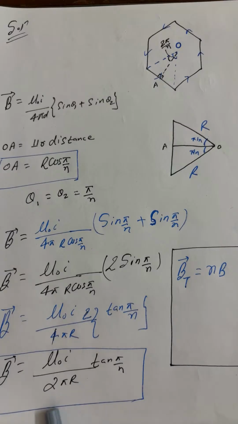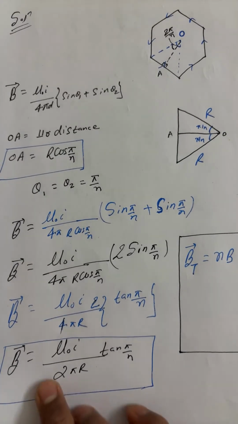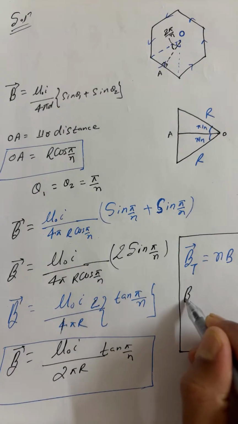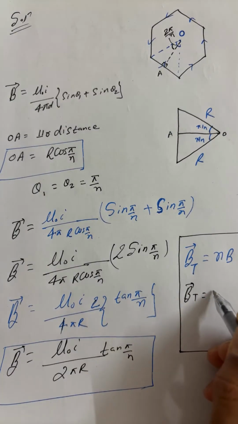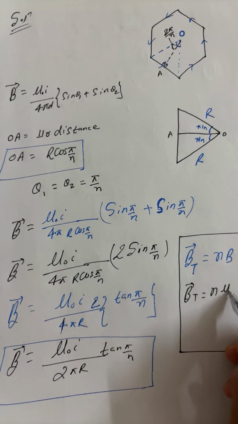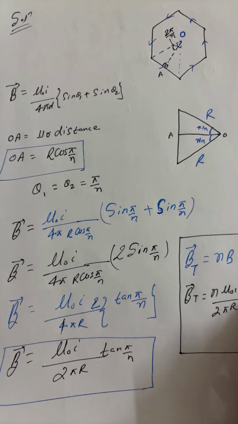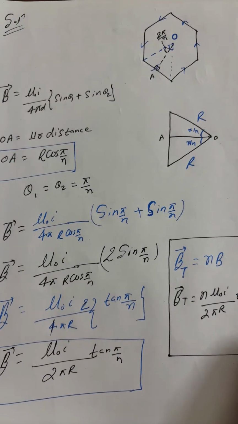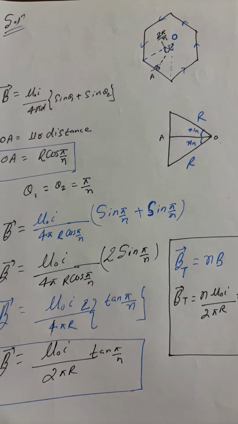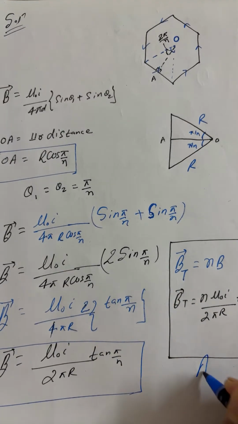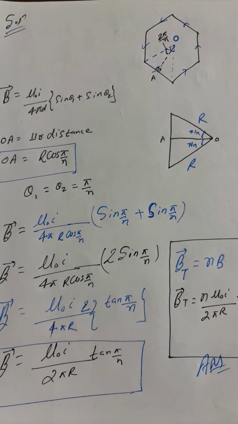B I already found from here. So you can write the total magnetic field as equal to n mu naught into I by 2 pi r tan pi by n, right? So this is the answer for this question. It's a good question, no doubt at all.